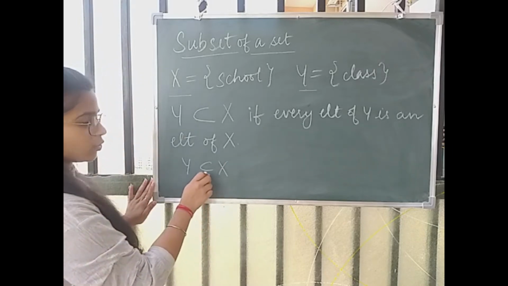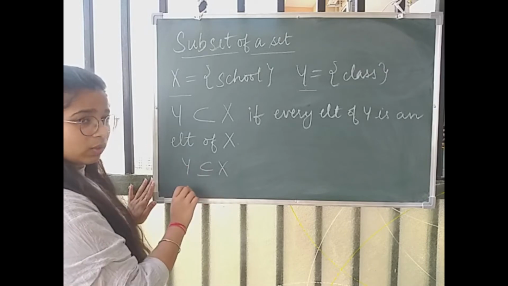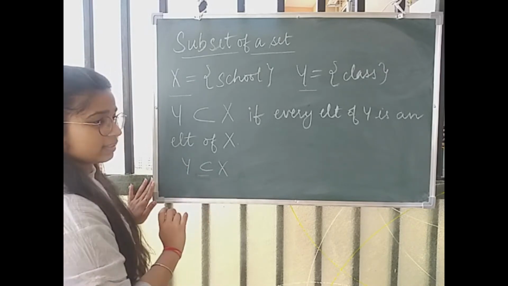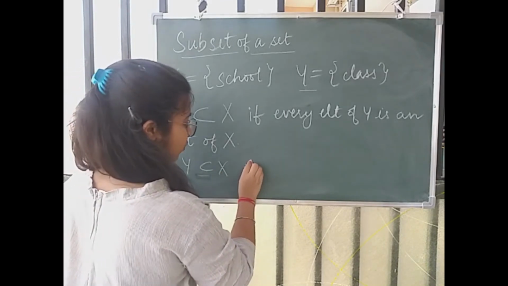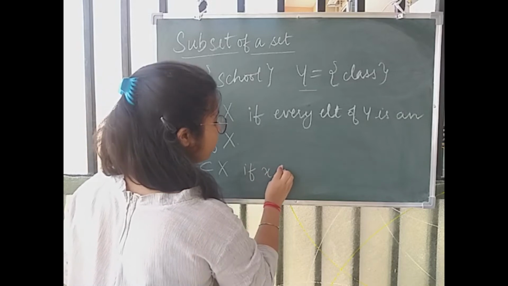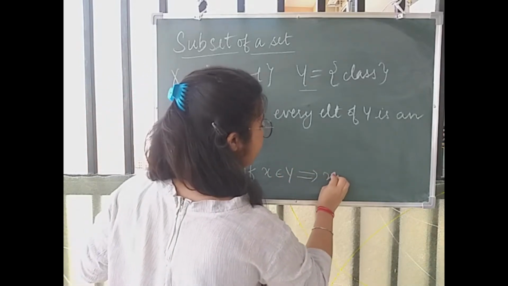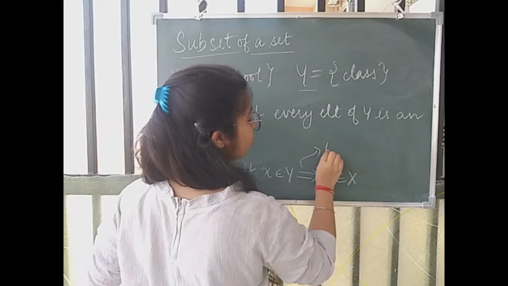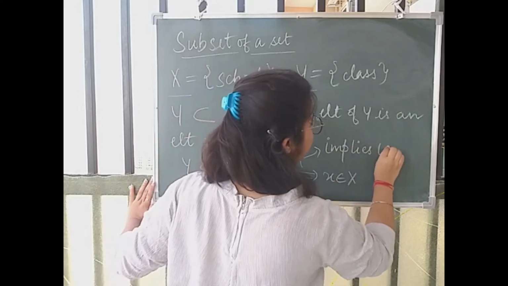Now this symbol is used for equality. That means Y can be either a subset of X or it can be equal to X. Okay, so for now let's just study the subset. So Y is a subset of X if an element belonging to Y implies that the element belongs to X. Now this symbol is used for the meaning "implies that".